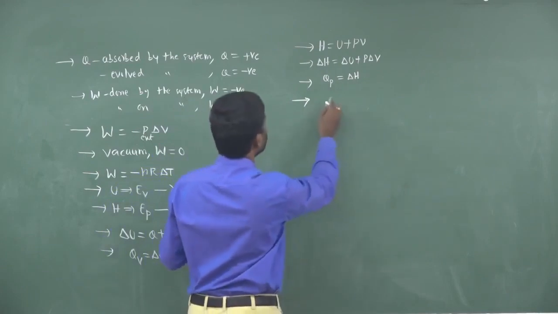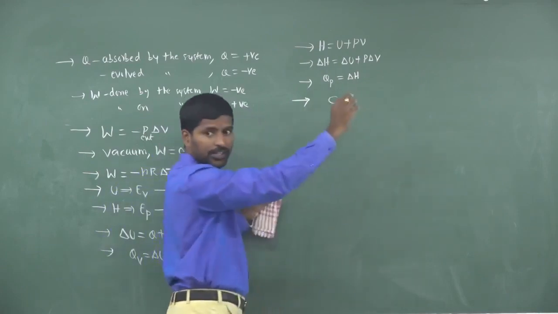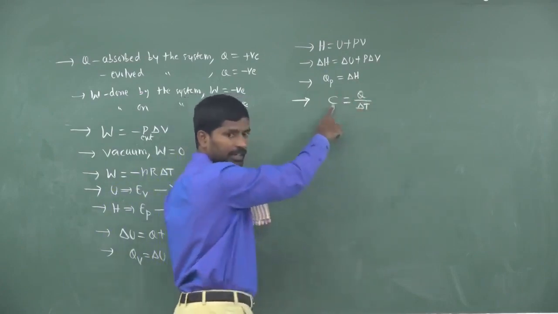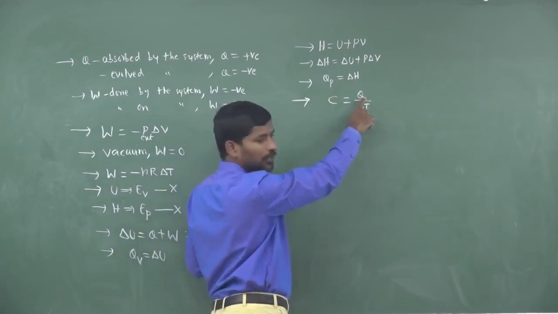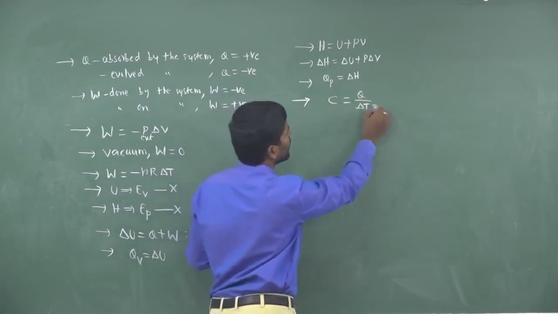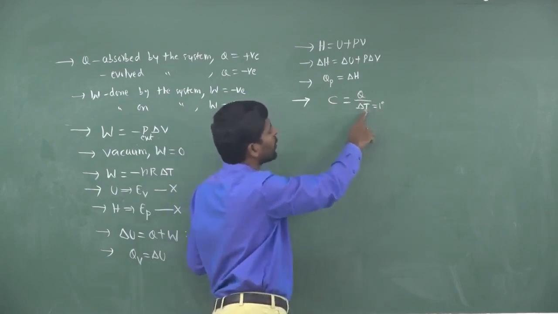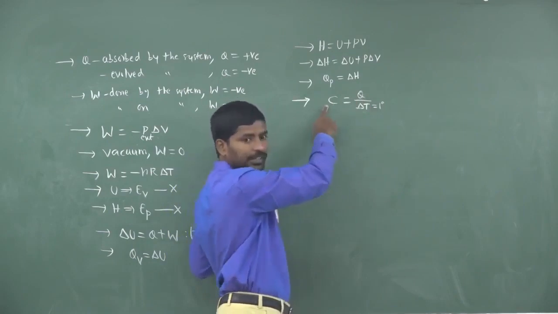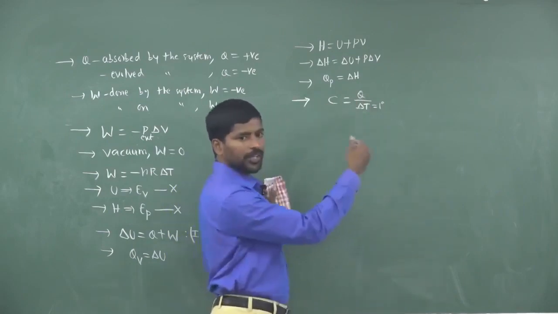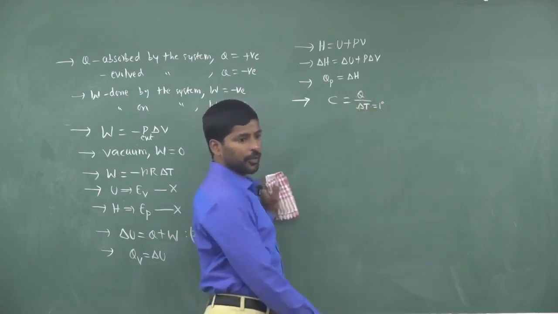Next, we discussed the concept of heat capacity. C is equal to Q by delta T. So we can define heat capacity like this: it is the amount of heat required to raise the temperature of a substance by 1 degree. See here, delta T, if you take 1 degree, what is the amount of heat required to increase the temperature by 1 degree? That is called heat capacity. If you take more substance, more heat we have to supply, so heat capacity is an extensive property.